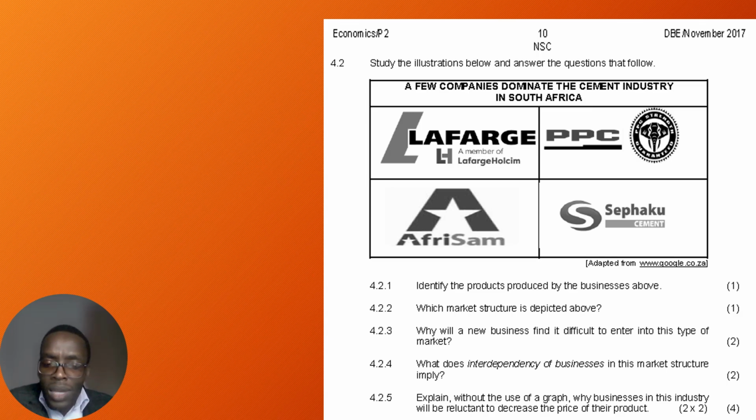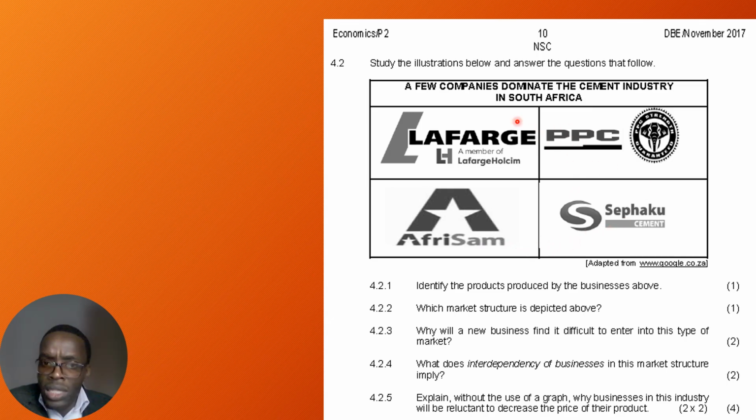Yes, I hope you managed to do that. So let's just quickly go through it again, and let's see how we're supposed to have answered that. It says study the instructions below, the illustrations below, and answer the questions that follow. And you can see Lafarge, PPC, Afrisem, and Sepaku.